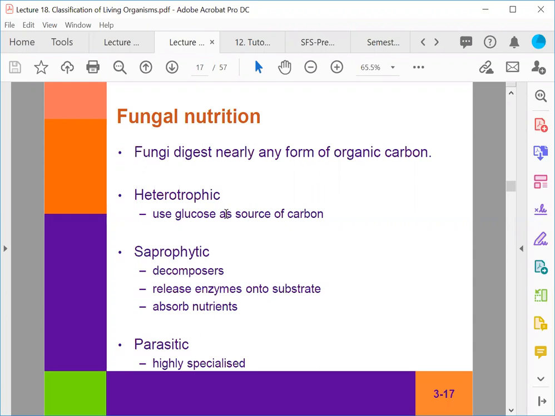All right, fungi are all heterotrophs, as you know, and most of them prefer glucose as their source of carbon. Fungi are all saprophytes, and that is, they basically release those digestive enzymes into the environment, decompose the compound, and then take up the nutrients. And of course, there are fungi that are parasites, highly specialised fungi.